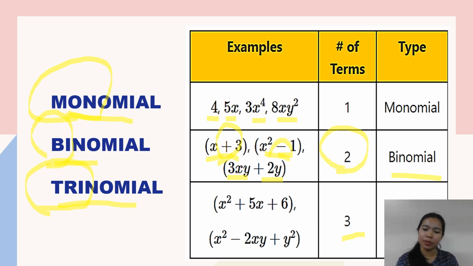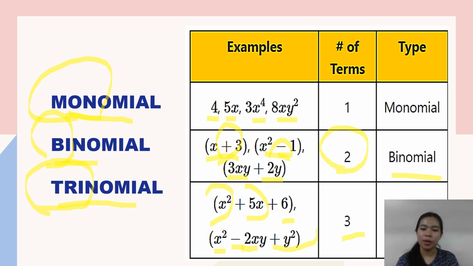Now for trinomial, what you would remember is that there are three terms in a polynomial, or in an example. You have there the first one, x squared plus 5x plus 6. Another example, x squared, an operation which is subtraction, minus 2xy plus y squared.